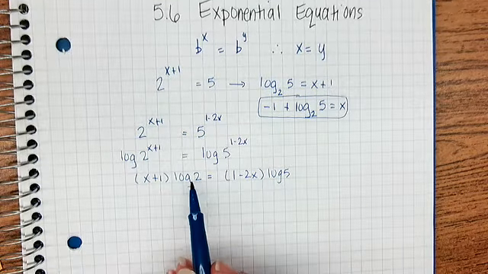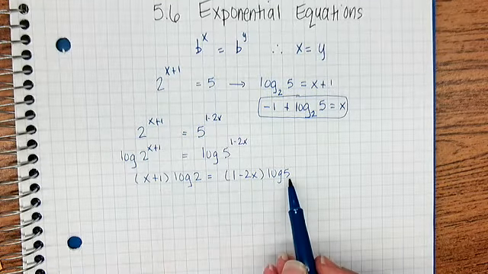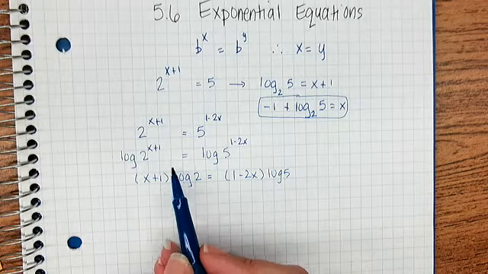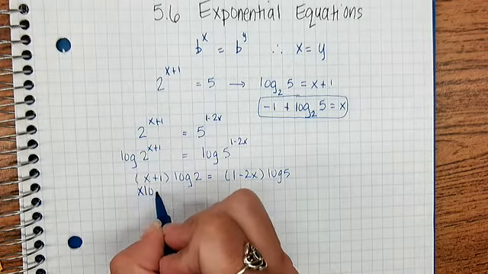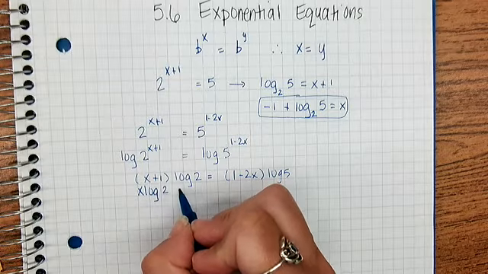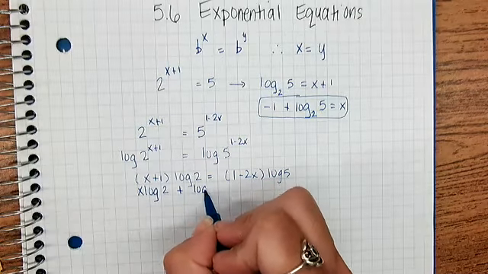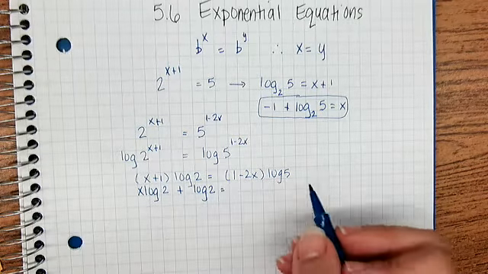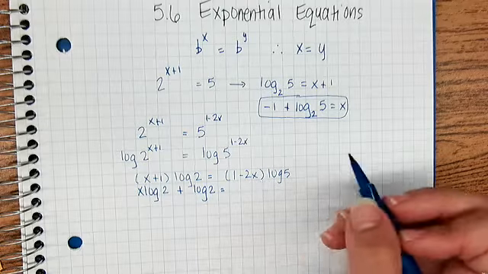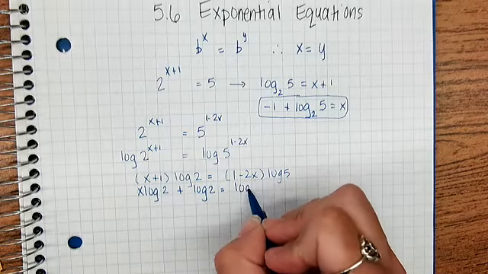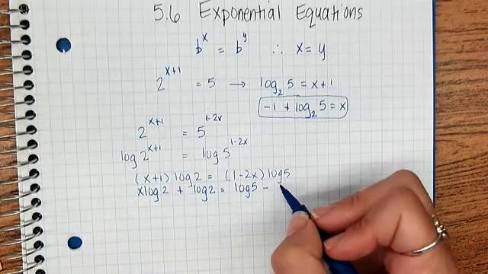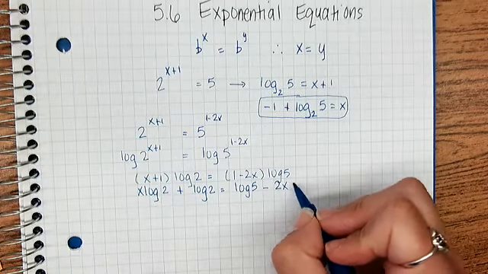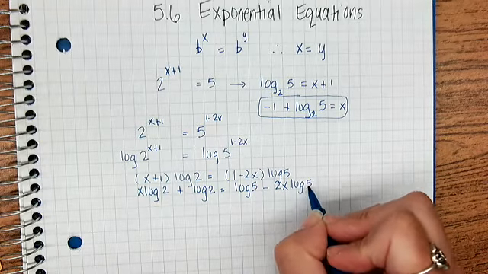The log of 2 is just a number. It's a fancy number. The log of 5 is just a number, so I'm going to distribute the log of 2. So this is x times the log of 2 plus the log of 2 is equal to distribute the log of 5, and you get the log of 5 minus 2x times the log of 5.